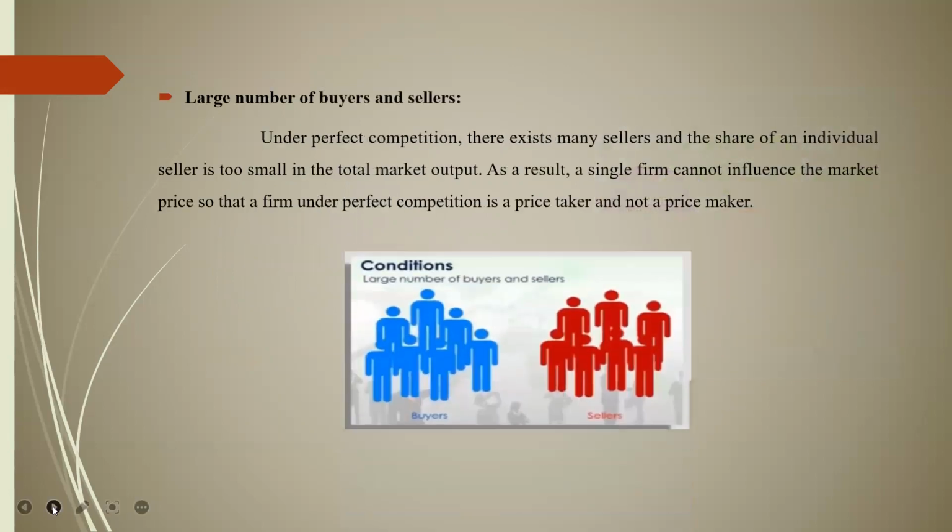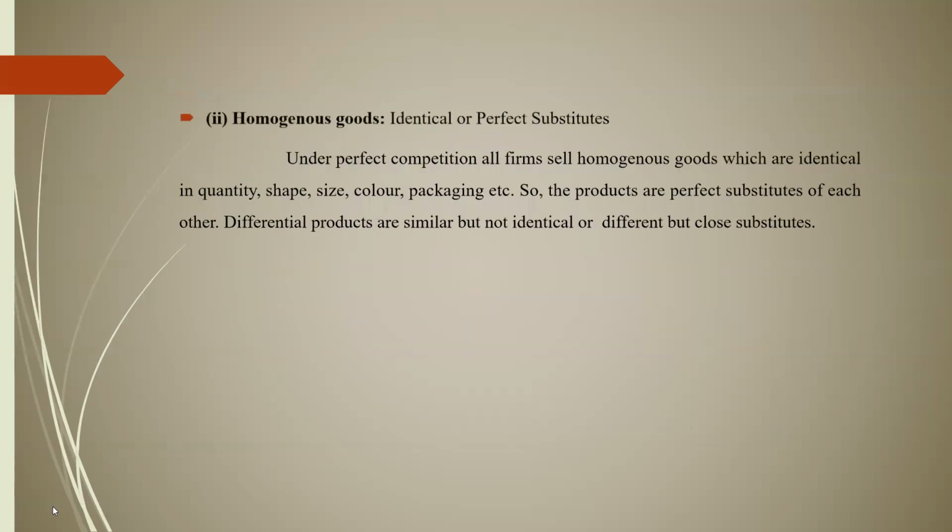Let us go deeper. Large number of buyers and sellers is nothing but there exist many sellers and the share of an individual seller is too small in the total market output. So as a result, a single firm cannot influence the market price, so a firm under perfect competition is a price taker and not a price maker.